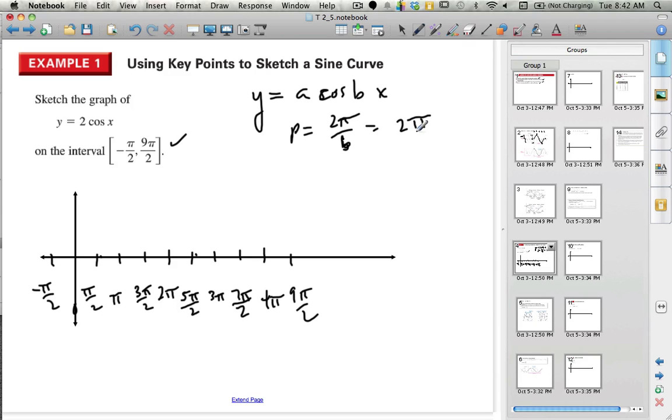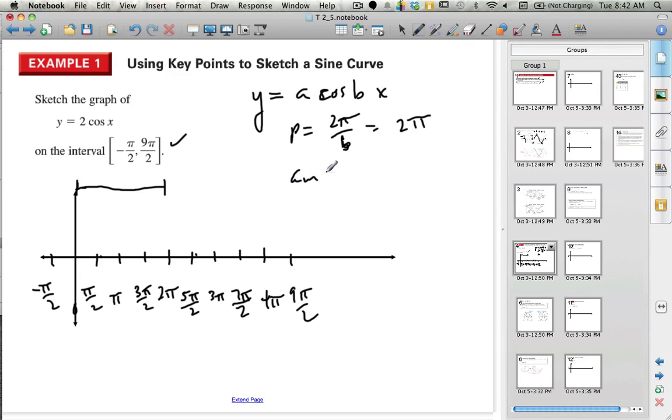Now remember, my cycle is only 2 pi. So my period is only 2 pi. I said cycle. This is one cycle, right? One pass through the part that's going to repeat is called a cycle. We're doing more than one cycle.